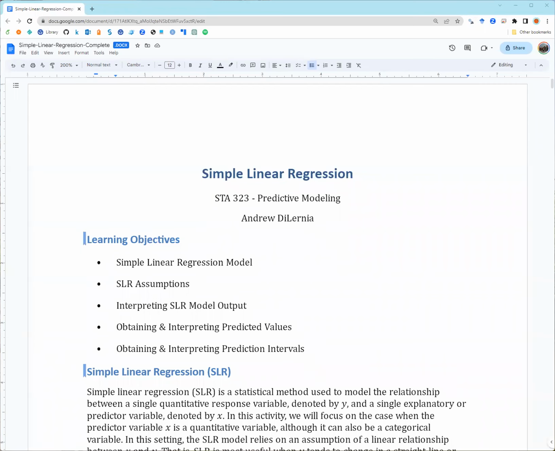Hi everyone, in this video we're going to be looking at simple linear regression. Specifically, we're going to be talking about the simple linear regression model itself, some conditions or assumptions that need to be true to accurately use the linear regression model, how we can interpret estimates that we get in model output, obtain predicted values using the linear regression model, and how we can also get prediction intervals which quantify the amount of uncertainty in our predicted values.